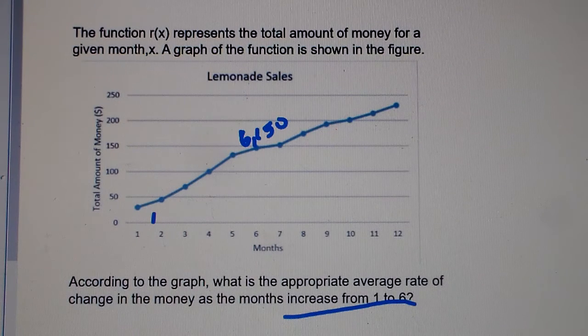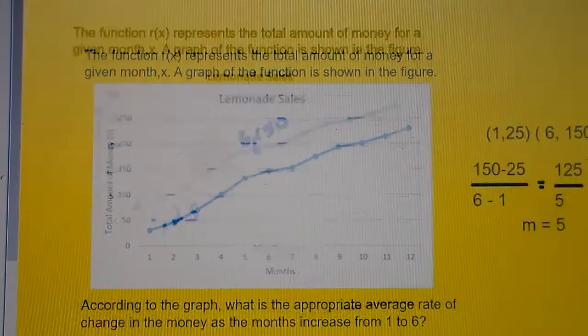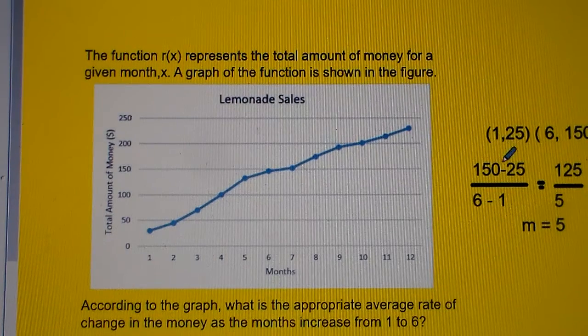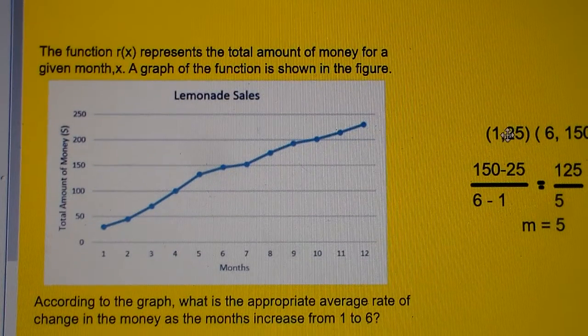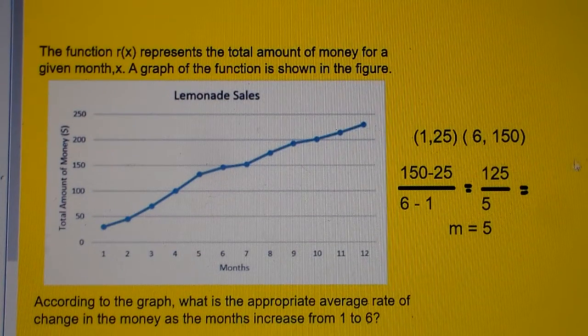So I stay consistent. So that'll be 1, 125 is this coordinate. And the 6, 150 is this coordinate. So now we do a slope. 150 minus 125 gets you 25, and 6 minus 1 gets you 5. And we do our slope formula. That's how we get our lemonade sales production. The line between 1 and 6 has a slope of 5.